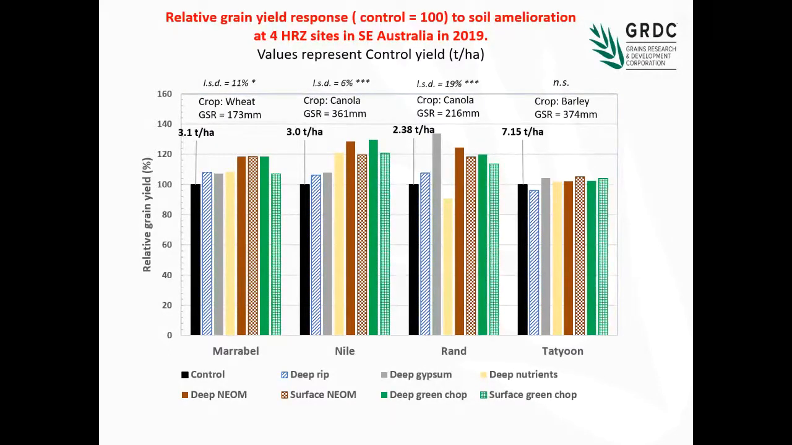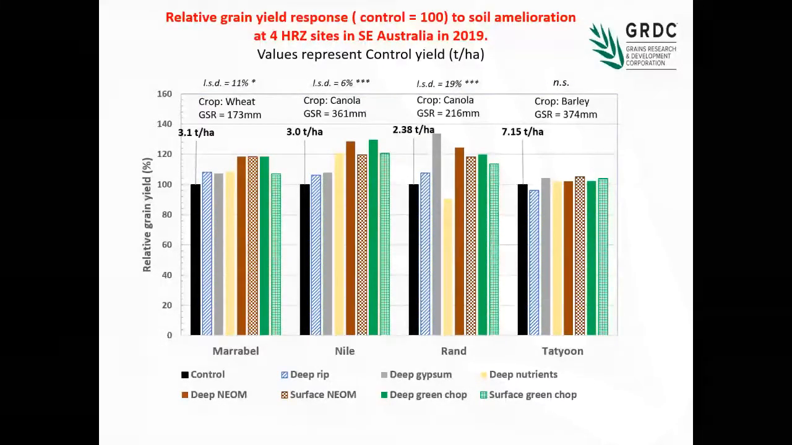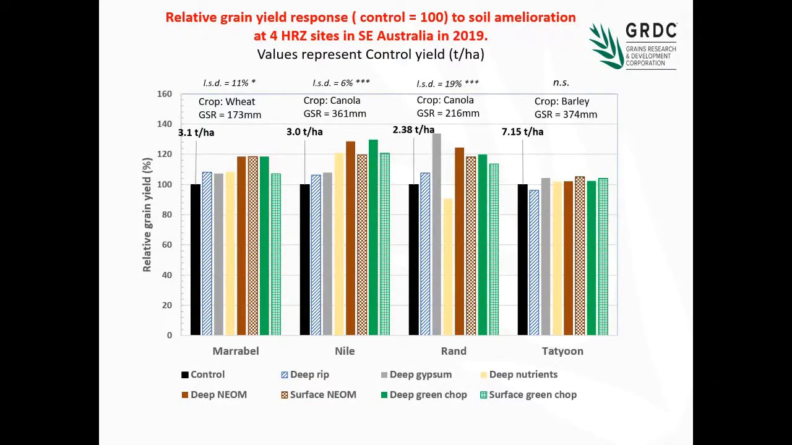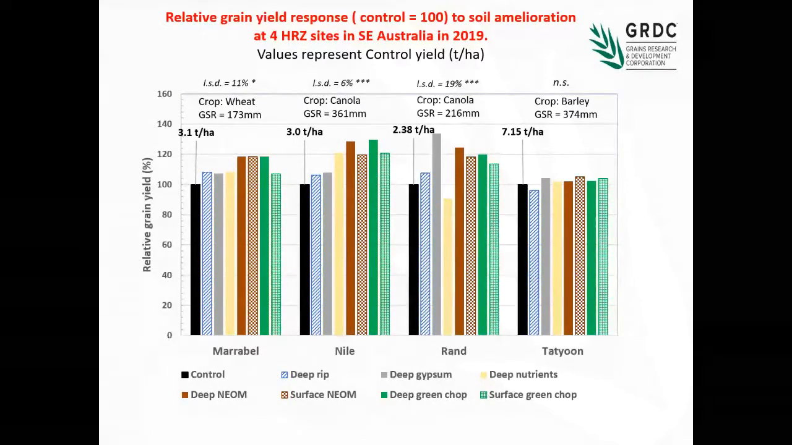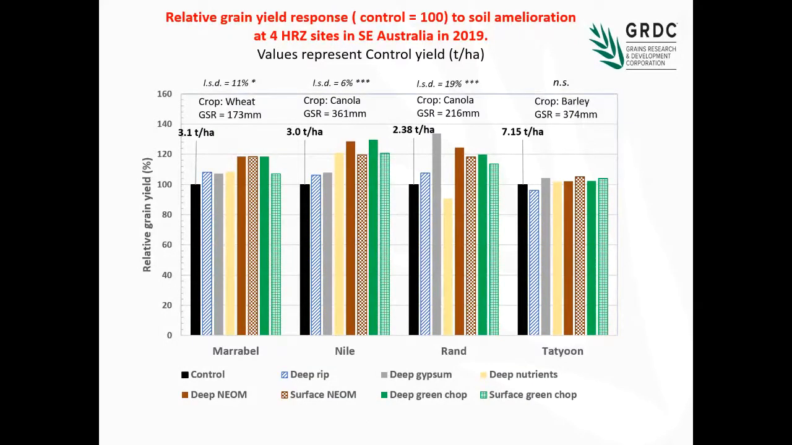But again, if you look at the other sites, particularly the Tasmanian and southern New South Wales sites, you're getting consistent yield responses ranging from about 20 to over 30%. What I need to point out here are the growing season rainfall amounts. At Maribel, that was effectively about a decile 2 year. It was a really dry year by their standards. Nile was more in keeping. It was quite a dry year at Rand, with 216 mils of growing season rainfall, that's probably about decile 2, so the lowest 20% of years. And Ararat, the barley, had a decile 5 growing season rainfall. So again, at three of the sites, there were highly statistically significant responses to soil amelioration.